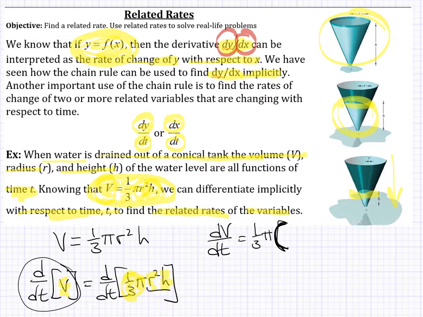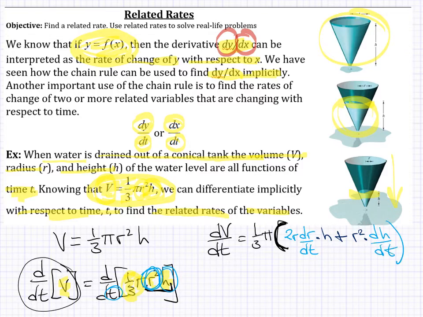Then we have to take the derivative of this with respect to t, but this is a product. So I would take the derivative of the first piece of the product with respect to t, so that would be 2r, then dr dt. I need that dr dt because this variable here and this variable here are not the same, so I'm doing it implicitly. And then product rule says I should then multiply by h plus r squared times the derivative of h with respect to t, which would be dh dt.